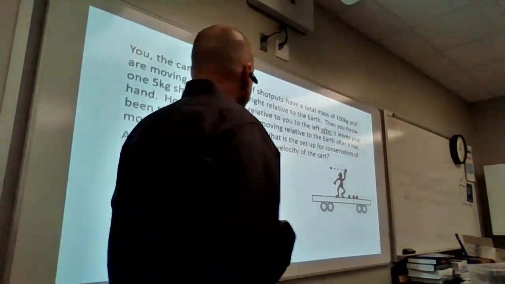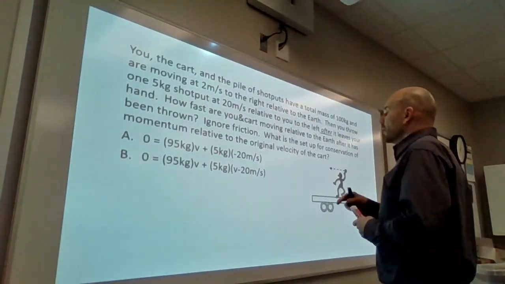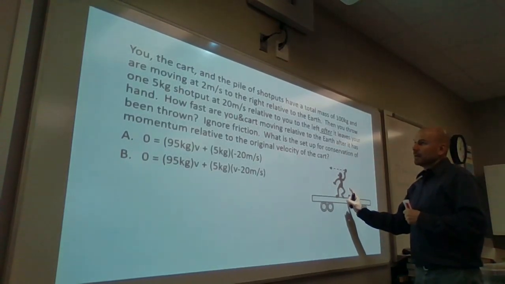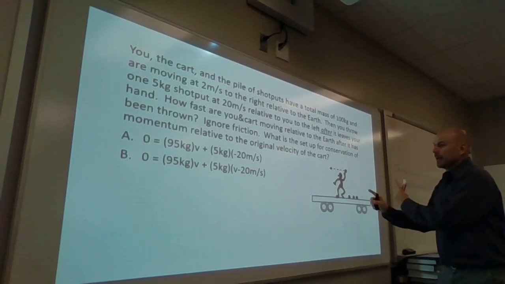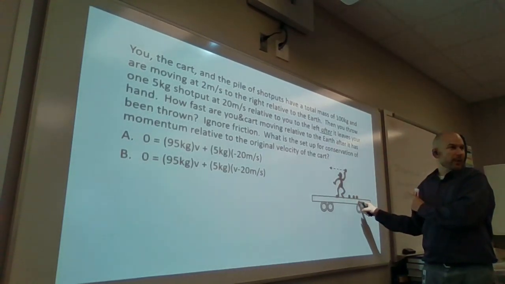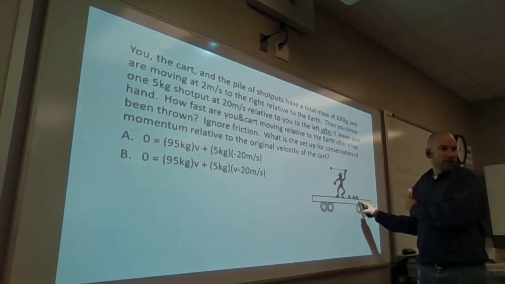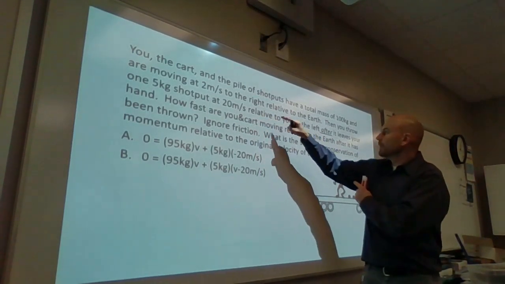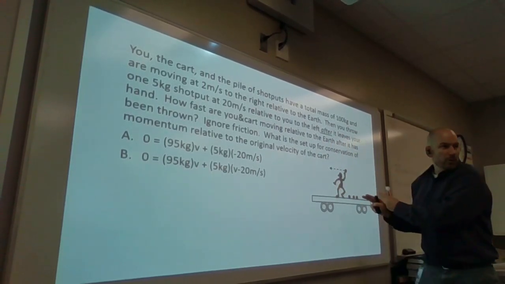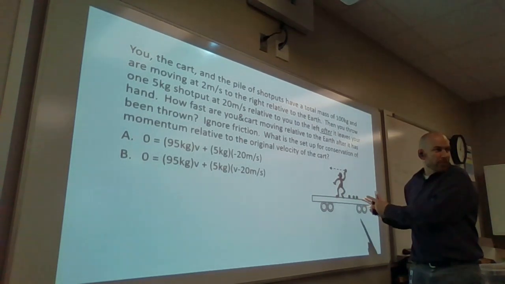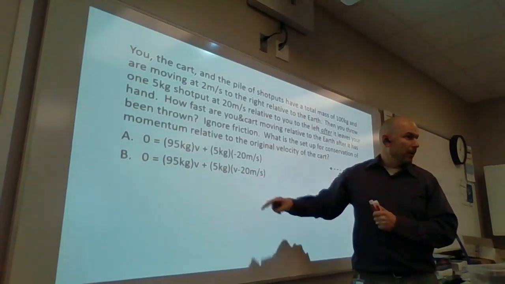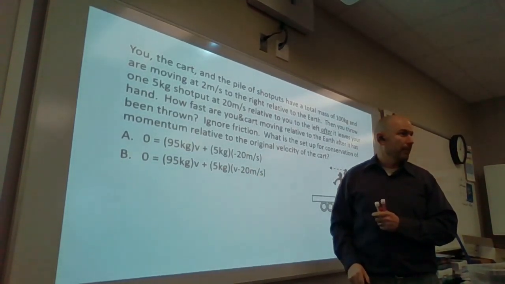Because you're still moving at 2 meters a second. The frame of reference is moving along there. The velocity of the cart is now more than 2 meters a second after you throw it. So this 20 meters a second is relative to how fast the cart was moving, 2 meters a second, plus whatever it is going. So you still have to take into account that. Okay, good with that?